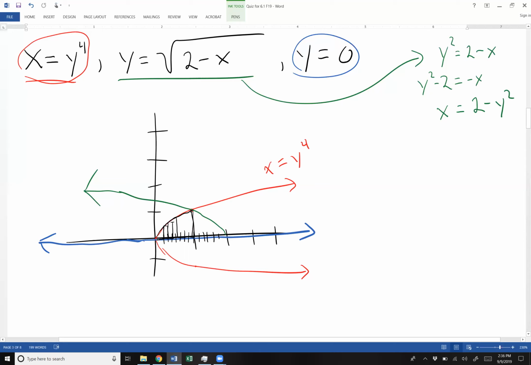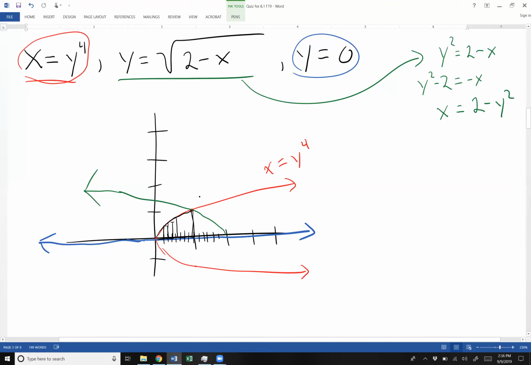In this area over here, I have an upper function that's the red function. What is that? x equals y to the fourth. But on this other side, I have a different function as my upper function. So if I choose to do x's, I have to break this up into two different integrals, which is fine. A lot of people are much more comfortable integrating with respect to x. I was when I was in your shoes, so I would have done it in terms of x and done two integrals.